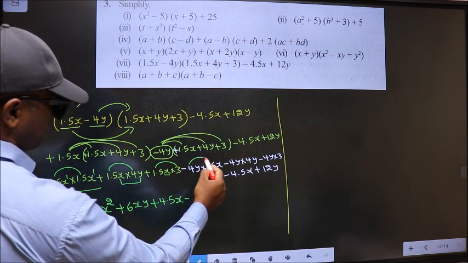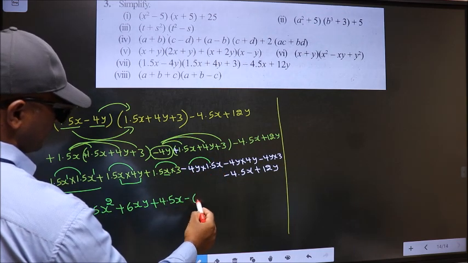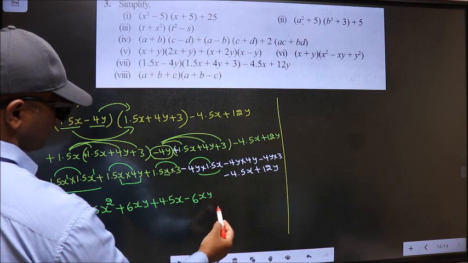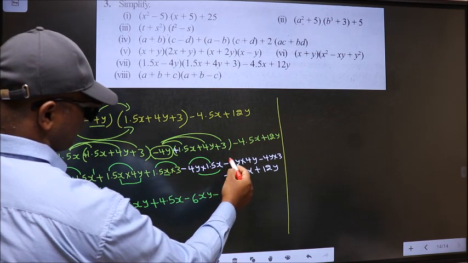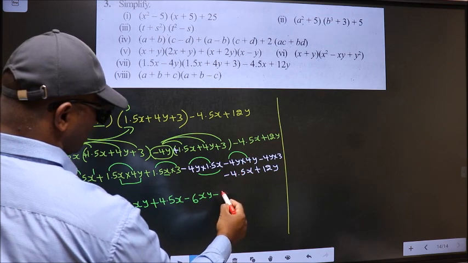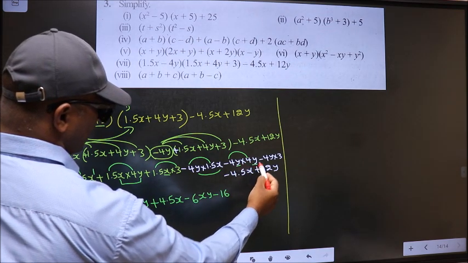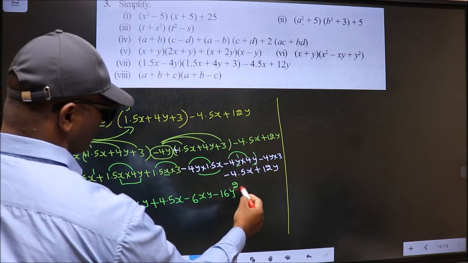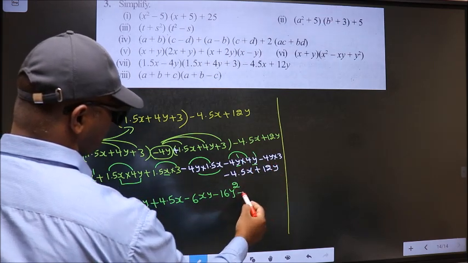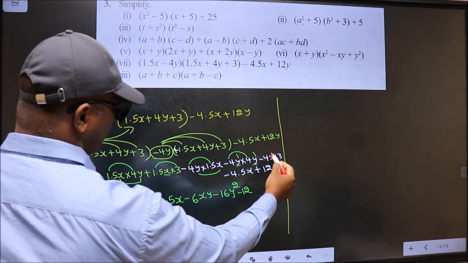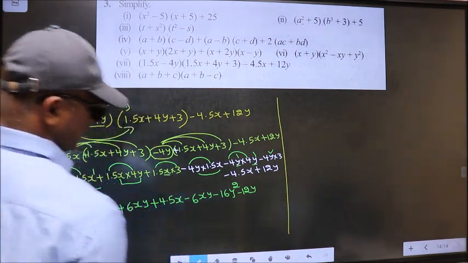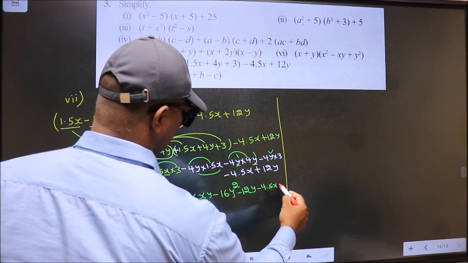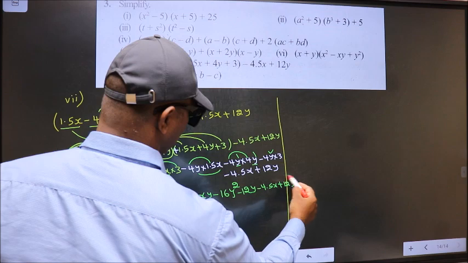Minus, multiply the numbers. 4 into 1.5, 6. Letters are different, so you write as it is. Minus, multiply the numbers. 4 into 4, 16. Y, you write y and add the powers, 1 plus 1, 2. Minus 4 into 3, 12. Y appeared only once, so write as it is. Minus 4.5x plus 12y.